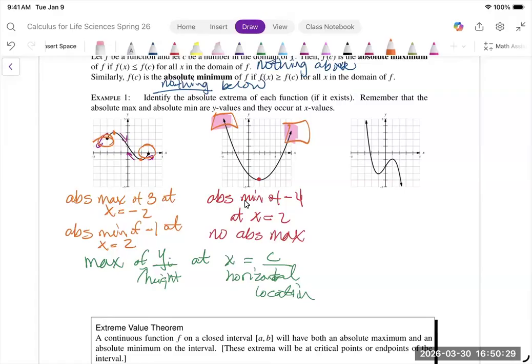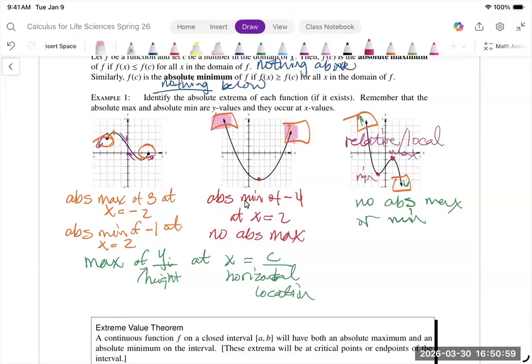So the last one, again, notice we have arrows. There's no absolute max or min because we go down forever and up forever. We would say that we have local or relative min and max, okay? Because we can look and say, for this general area, I have a max and a min. But for the whole graph, no.